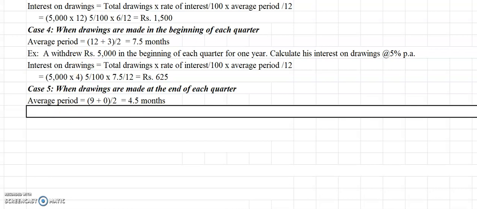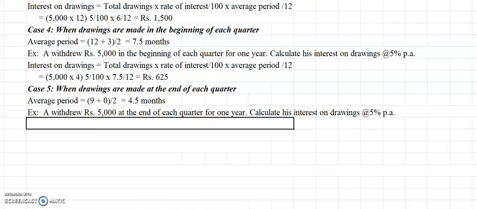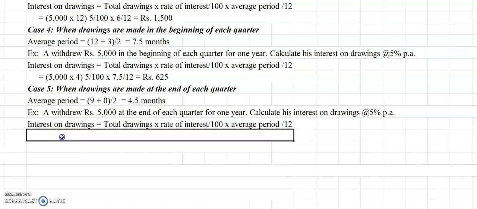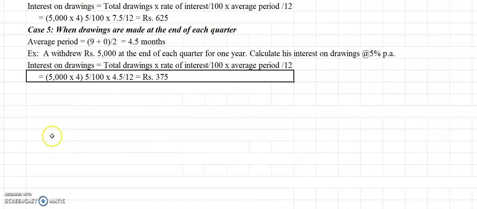Now let us see the example. 5,000 withdrawn at the end of each quarter. At the end of each quarter he withdraws. So the equation we are writing, then substituting, 5,000 into 4 into 5 by 100 into 4.5 by 12, that is 375.